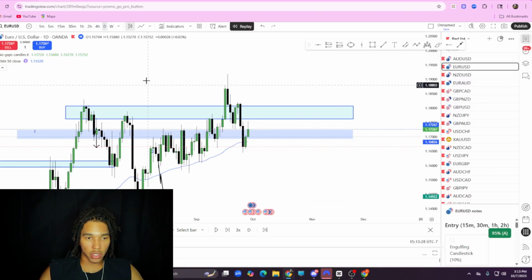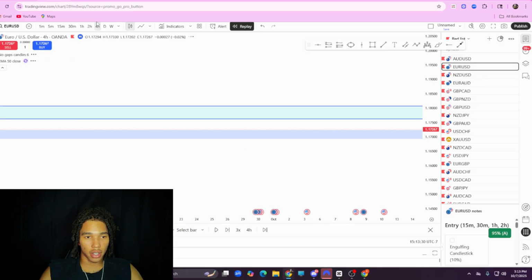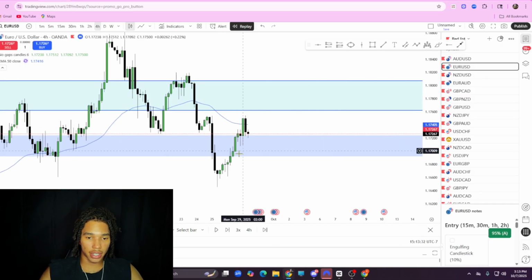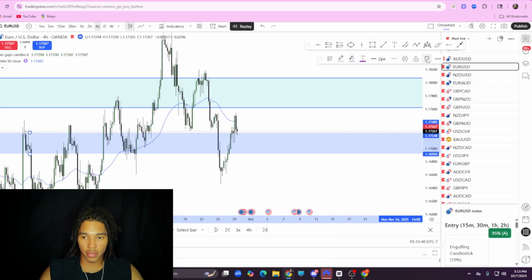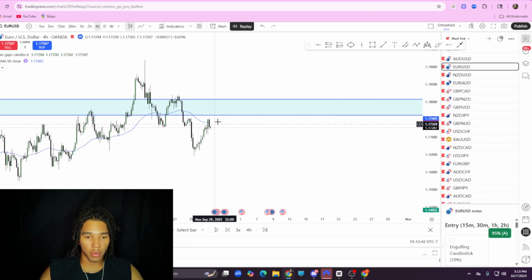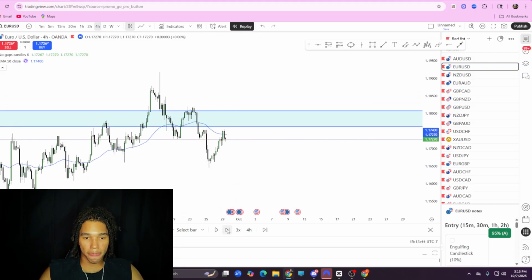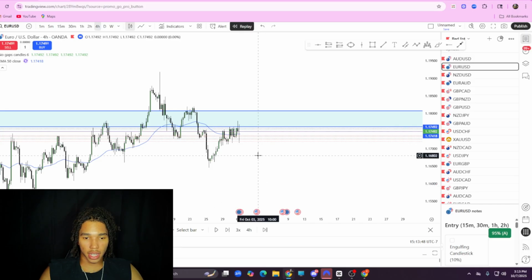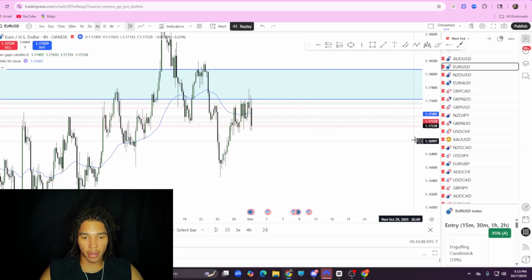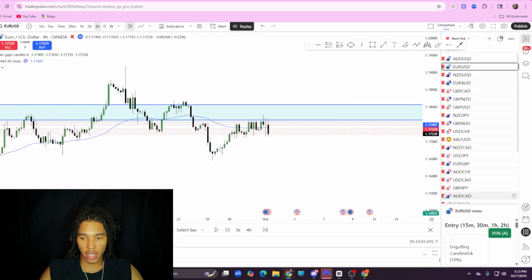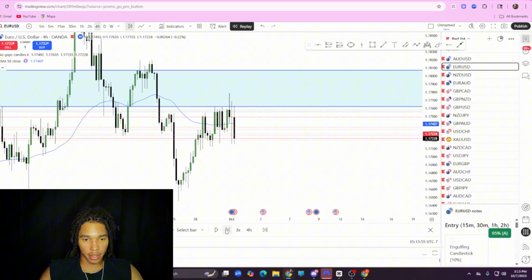Okay, it went straight through this one. As you can see, we never had any rejections of this area. We just went straight through it. So that's when we just delete it, and we now wait for price to reach the second one. Okay, we reached the second one, and as you can see, price stopped moving up. We're just consolidating. We're not moving, right?